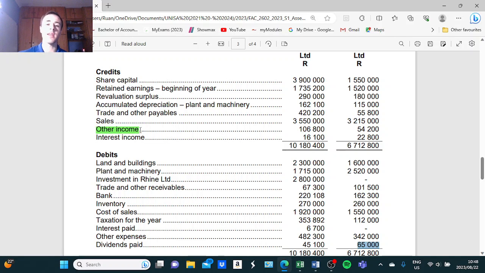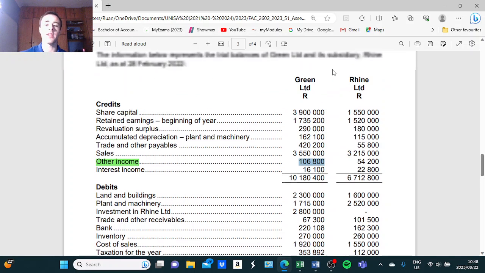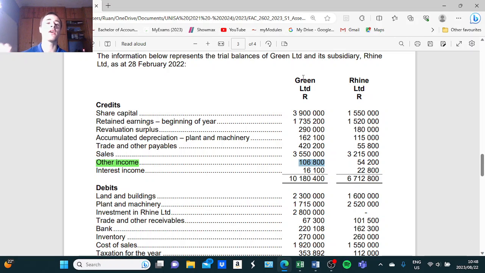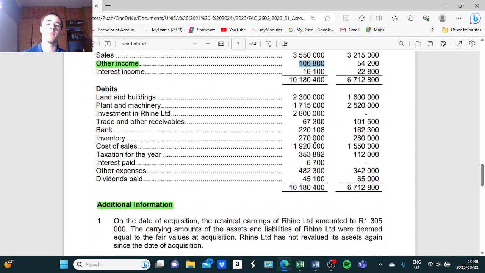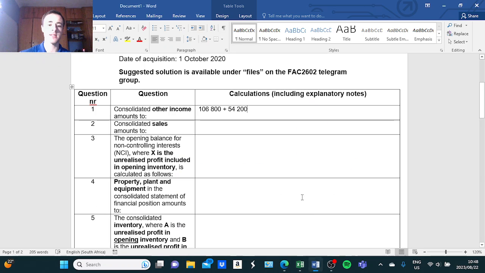Alright, so dividend income is assumed to be part of other income. In other words, the 106,800 recorded in the parent's records includes the dividend received from Ryan Limited, the subsidiary. And this portion must be eliminated because it is an intergroup item. The group cannot pay dividends to itself. It's very important that you take note of that.